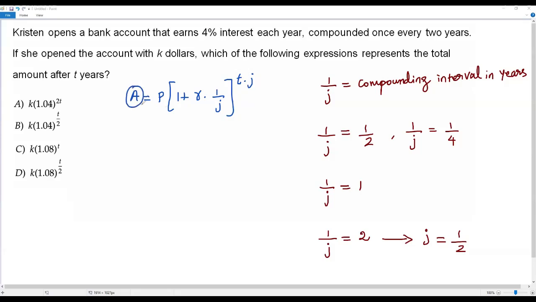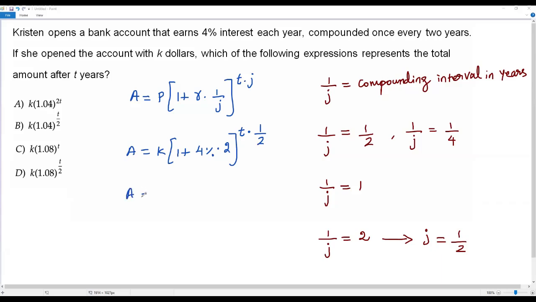Already we know that A is the final value of the deposit after T years, or the total amount after T years, so we can keep A as it is. P is the initial value of the deposit, or the principal. That is given in the question: Kristen opened the account with K dollars. We can plug in K for P. 1 plus R, the rate of interest, that is 4%, times, and the value of 1 over J, that's 2. That is the compounding interval, 2 years, given in the question. T refers to the number of years. That's not given, so we can keep T as it is. And the value of J is 1/2. Just now we got it. We can plug in 1/2 for J.